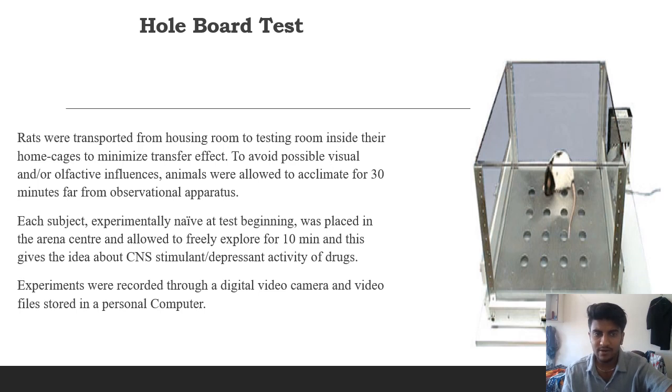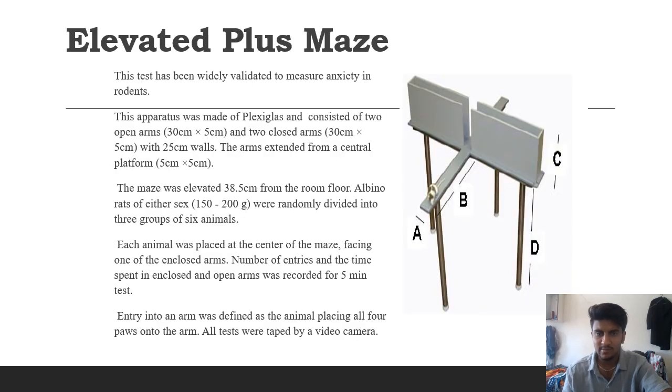Hole board test: there are different holes created on the base of the particular chamber, and the animals are acclimatized. First they are given a training period, a 5-day training period, and there's a camera on top over here. Suppose there's a digital camera fitted, which records the exploratory activity of the particular animal. Elevated plus maze, so this is a plus maze.